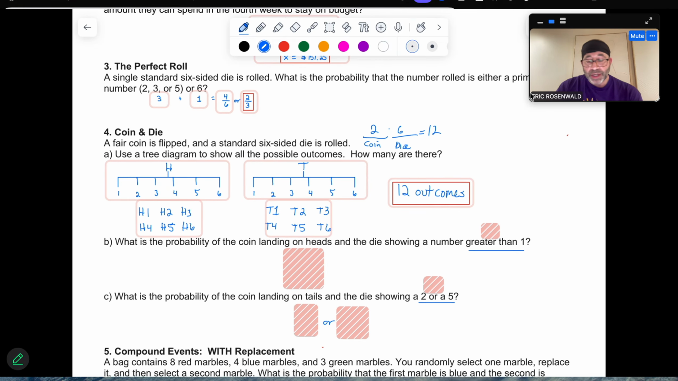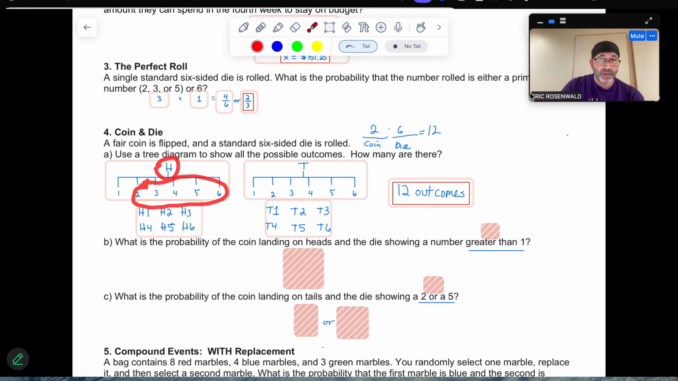Okay. So now, using this information, it asks, what is the probability of landing the coin on heads, and then I roll the die, and it shows a value that's greater than 1? Well, if it's going to roll heads, it's going to come up heads first. That means we are looking at this scenario right here. It's coming up heads, and then the die is going to show a number greater than 1. Heads, and then there's 2, 3, 4, 5, 6: 5 numbers that are greater than 1.